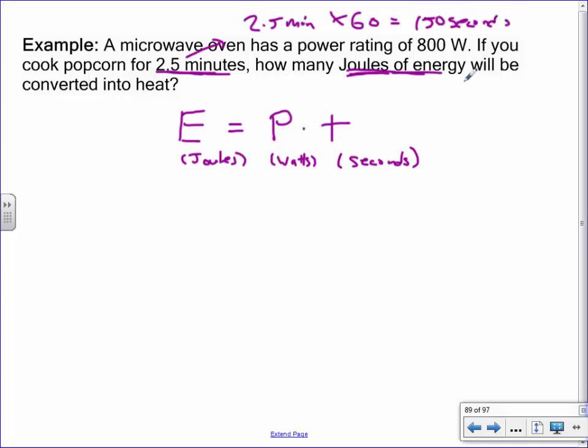So this is a very simple equation now. To find your energy, take your power, and times by your time, but your time has to be in seconds. So if you have a calculator or even your cell phone nearby, what is 800 times by 150?